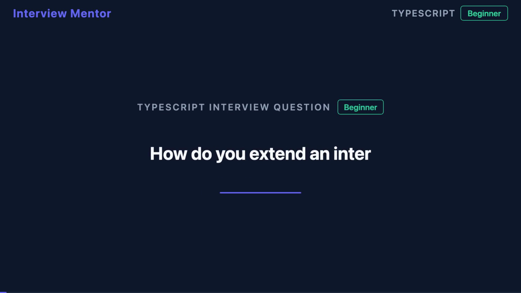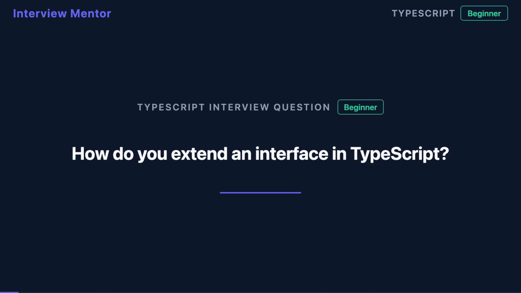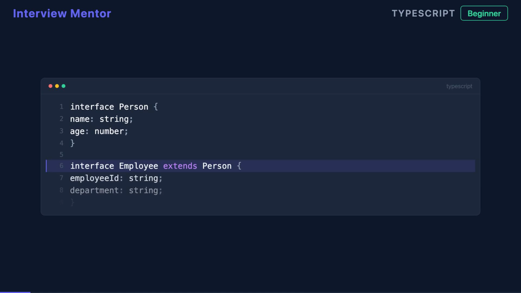Ever copy-pasted interface properties and thought there must be a better way? There is. To extend an interface in TypeScript, use the extends keyword. The syntax is straightforward: interface Child extends Parent. This creates a new interface that inherits everything from the parent. Think of it like saying this interface is the parent interface plus whatever else I define here.